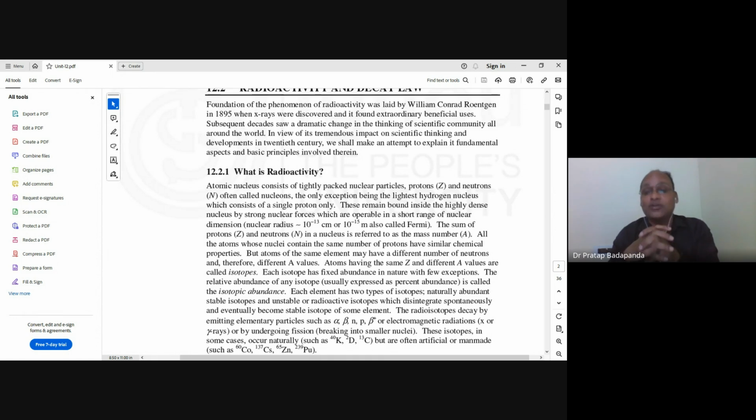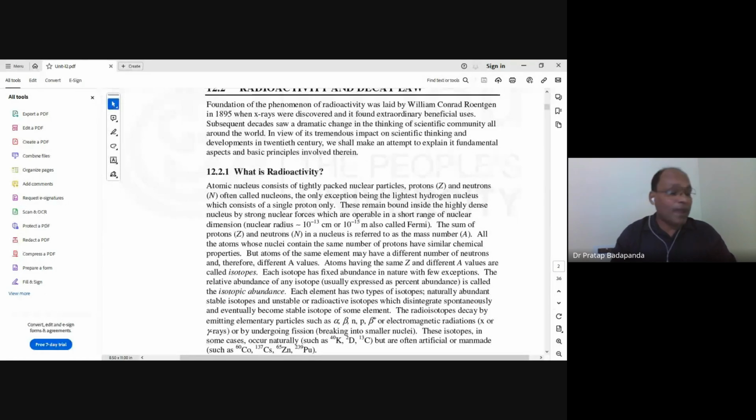The number of protons is Z, and the neutron number is N. Protons and neutrons together are called nucleons. The only exception is the hydrogen nucleus. Hydrogen has only one proton and zero neutrons. So the only exception is the lightest hydrogen nucleus, which consists of a single proton only.